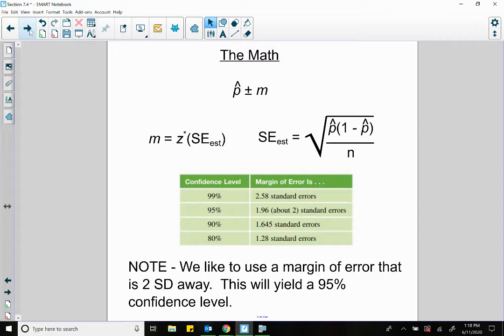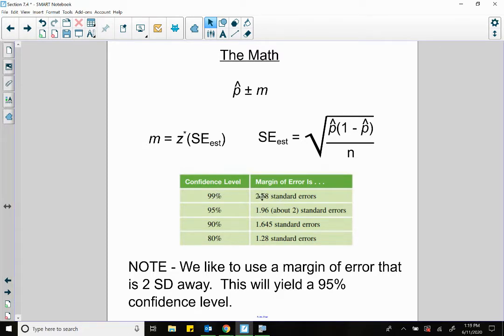So let's talk about the math. Here's what I told you in the beginning. It's our p hat plus or minus that margin of error. This will help you produce a number above and a number below your p hat. Now, here's how we find the margin of error. You're going to take your z-score, which is your confidence level.